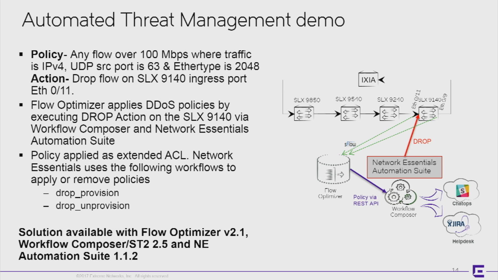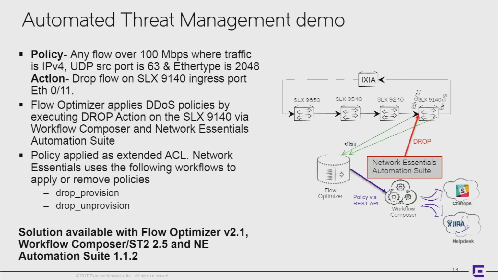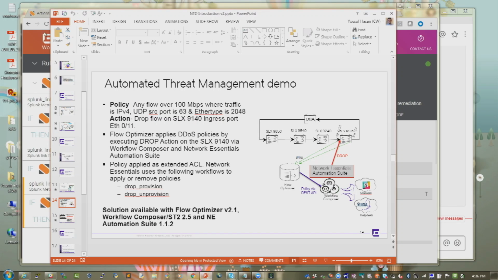So one thing to mention is that we're going to apply a workflow called drop provision, which will be triggered by the action on the flow optimizer. And this is also available as our production solution. So if you were to get version 2.1 of our flow optimizer with the workflow composer, these specific releases and the automation suite, then you can actually put this in production, and some of our customers use that. So let me just switch over to the demo here.